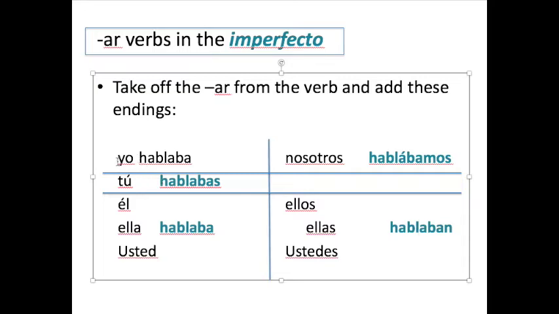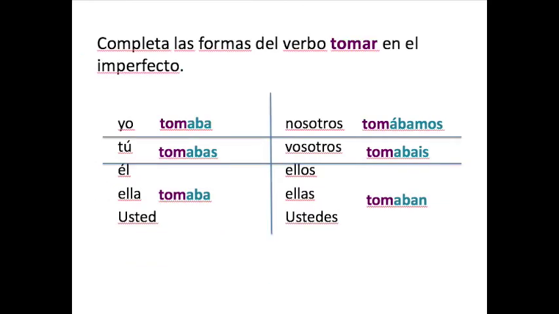We'll have our stem, and then we're going to add the ending. So tomar is to take. I was taking. You were taking. He, she, you used to take. Nosotros, we used to take, right? And then they used to take. It could be translated that way.